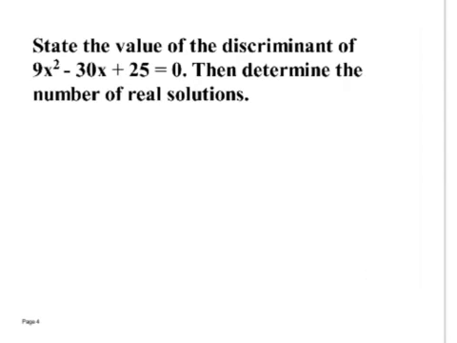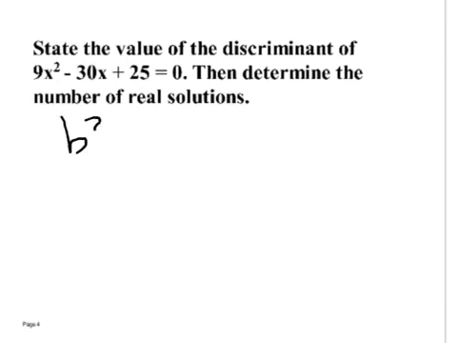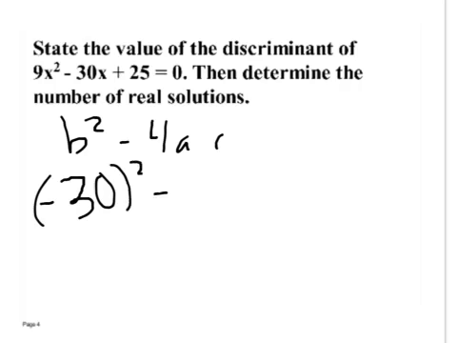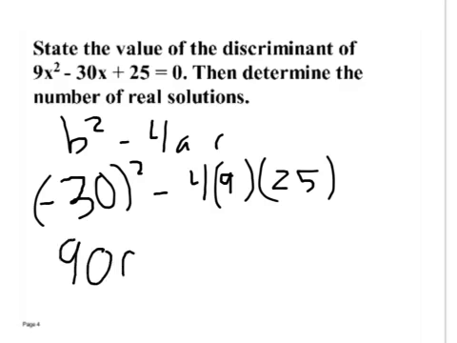State the value of the discriminant of 2x squared minus 30x plus 25. So negative 30 squared. Check it. What is negative 30 times negative 30? 900. Add the zeros. What is 4 times 25? 100. What's 9 times 100? 900. What's 900 minus 900? 0. So how many solutions does this have?